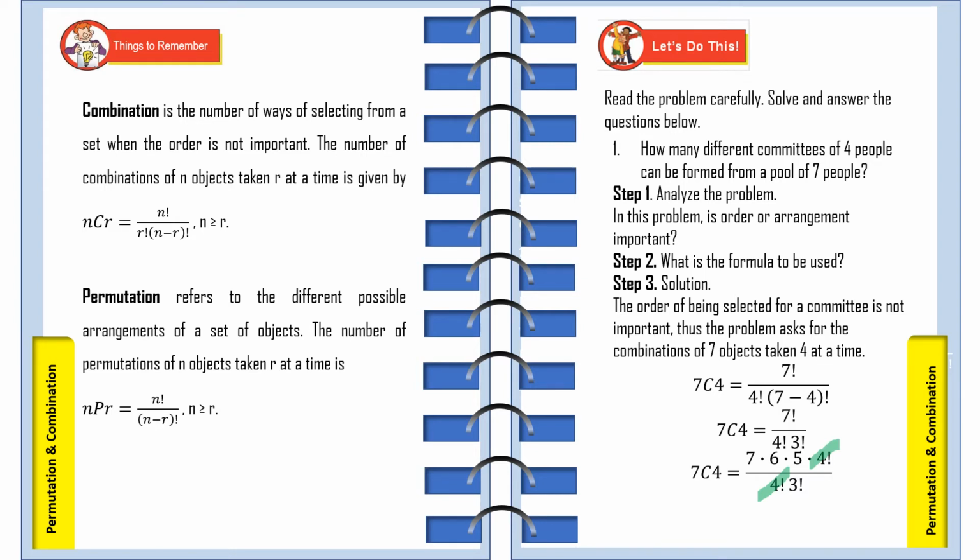So it's shorter. What remains is 7 times 6 times 5 all over 3 factorial. So that is 7 times 6 times 5 all over, and our 3 factorial, again, is 3 times 2 times 1. So our final answer is 35 ways. So we have 35 ways of choosing 4 people out of 7 to form a committee.